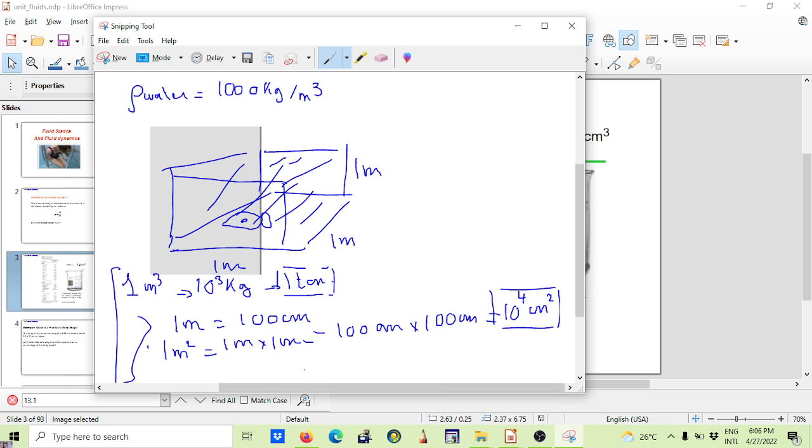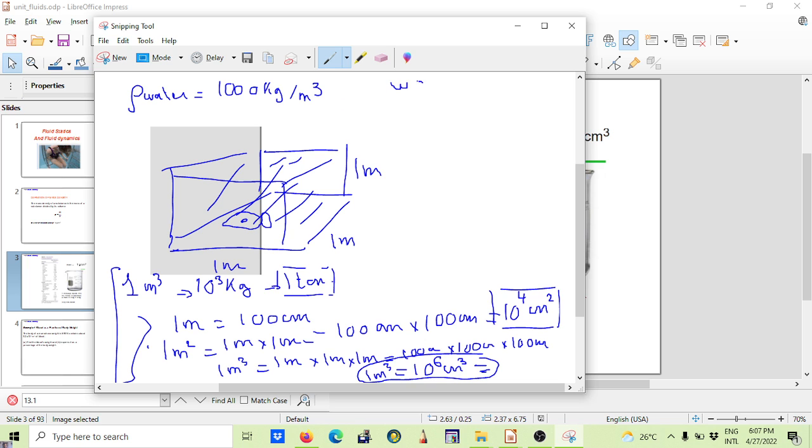Right, and then if you add one more, so 1 cubic meter equals 1 meter times 1 meter times 1 meter, that's going to be of course 100 centimeters times 100 centimeters times 100 centimeters, which is 10 to the 6 cubic centimeters, which is 1 million. Okay, so you have to be careful when you are converting cubic meters to cubic centimeters.